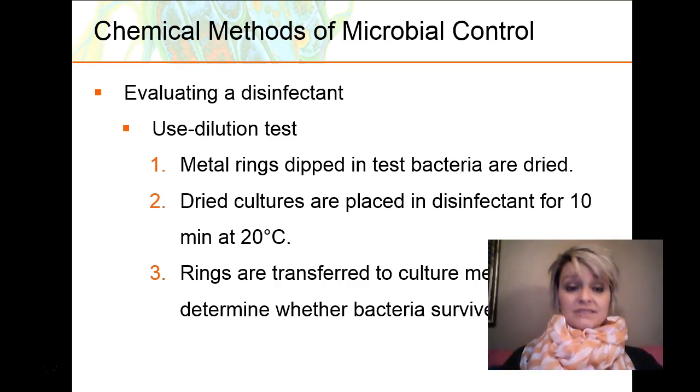And there is. We utilize all the time in labs chemicals to test whether or not they're effective against certain microbes. For example, you can take a metal ring and dip it down into a known bacteria. So let's say E. coli. You can dip that down into E. coli and let the E. coli dry on that ring.